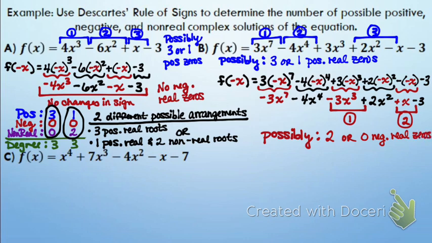All right, so now I'm going to make my table. I've got positives. I've got negatives. I've got non-real. And that is going to have to add up to my degree. What is the degree of this polynomial? 7.